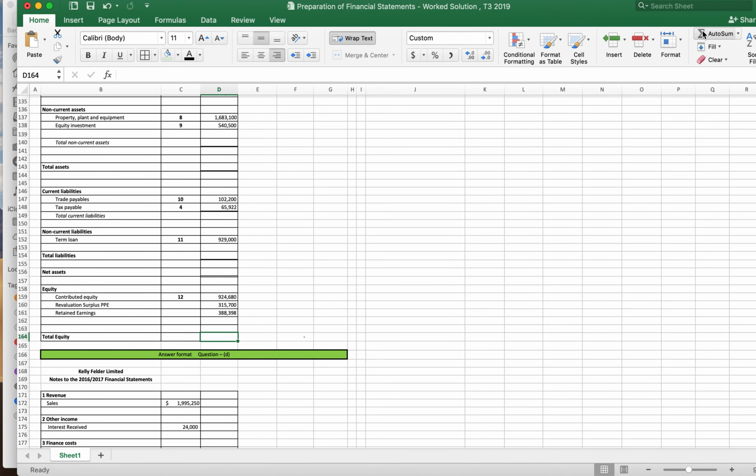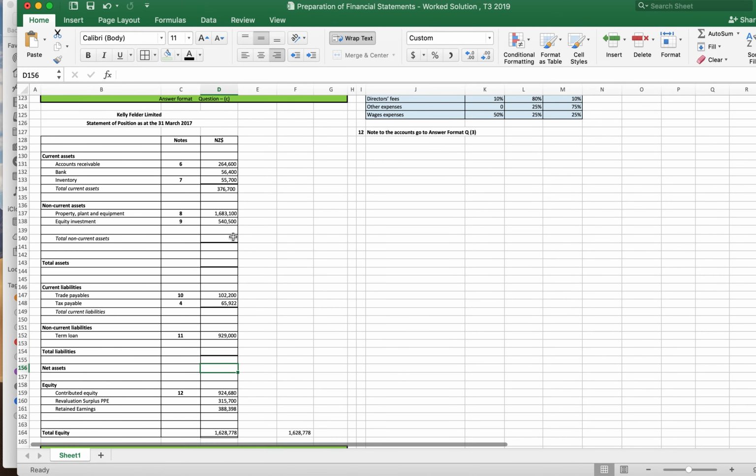Total equity equals those ones above. Total assets equal, there's the total non-current, current is that. Total assets equal those plus those. Cool, that's that. And total liabilities equals current. Total of current. Total liabilities equals current plus term.